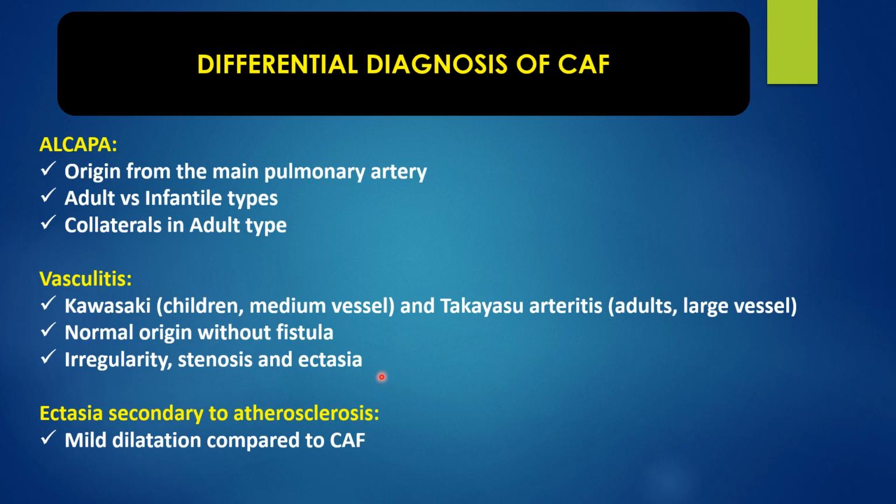Coming to the last, which is ALCAPA, anomalous origin of the left coronary artery from the pulmonary artery. It usually originates from the main pulmonary artery. It is of two types, adult or infantile type. Adult type will have collaterals because it has been lasting for a long time. The patient will be able to develop some collaterals to overcome the situation.